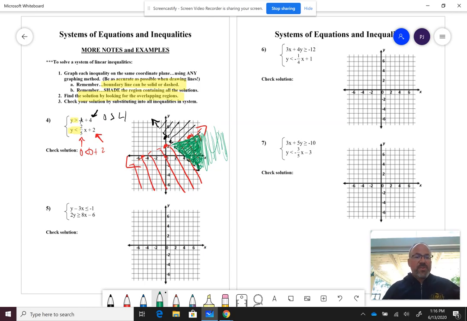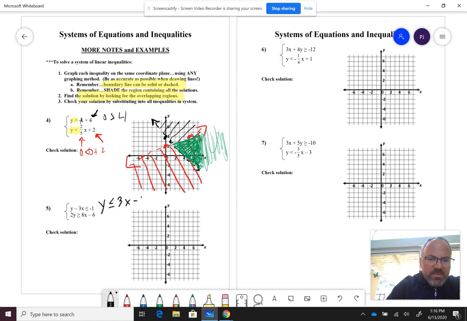So the first thing I would do is take these equations and put them into slope-intercept form. So this first one, I'm going to need to add 3x. So this is going to say y less than or equal to 3x minus 1. Okay, the next one, I'm going to divide everything by 2. And that's going to say y greater than or equal to 4x minus 3. All right, let's graph them.